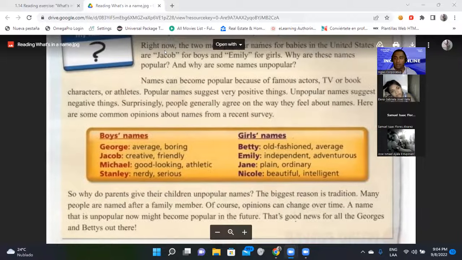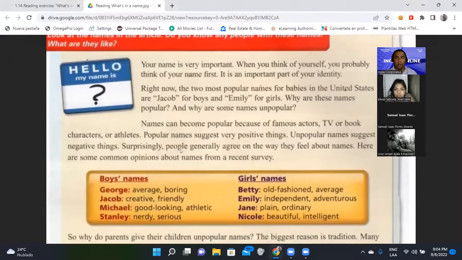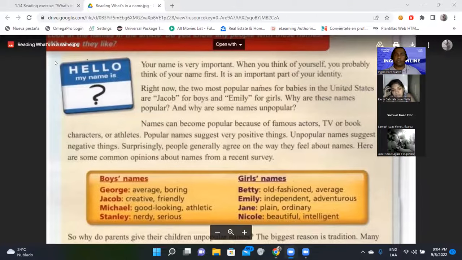Right now, the two most popular names for babies. Okay, Elena, continue. Right now, the two most popular names for babies in the United States are Jacob for boys and Emily for girls. Why are these names popular, and why are some names unpopular?